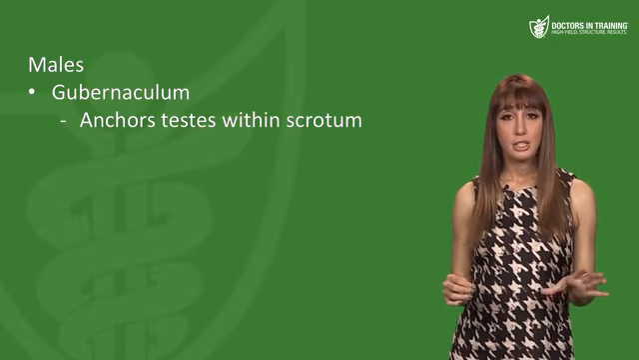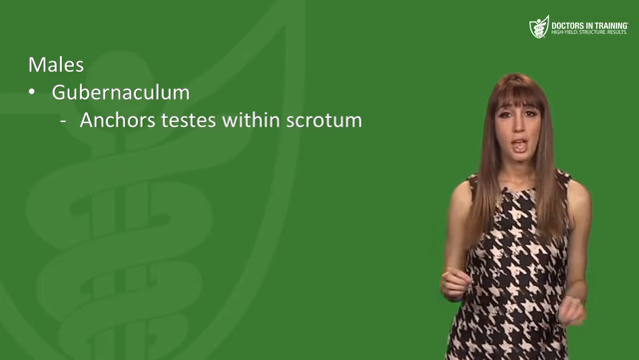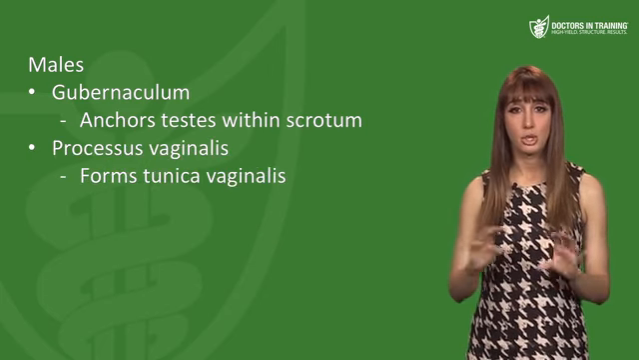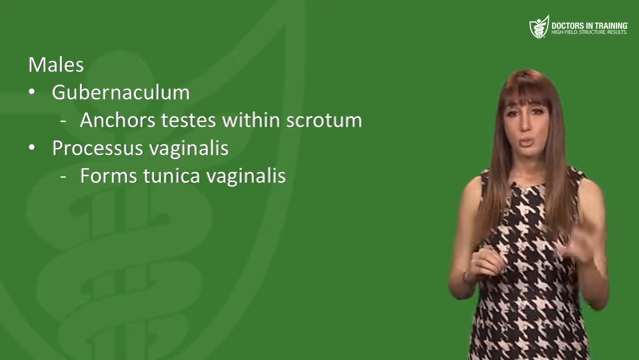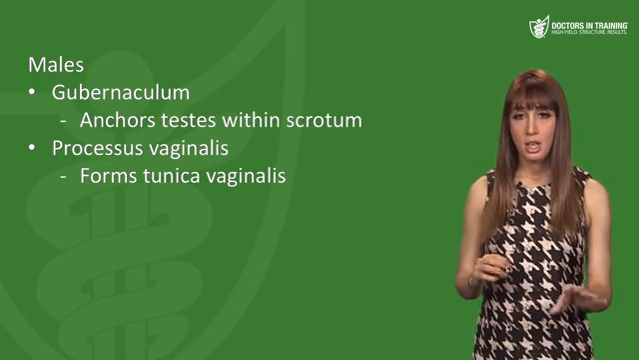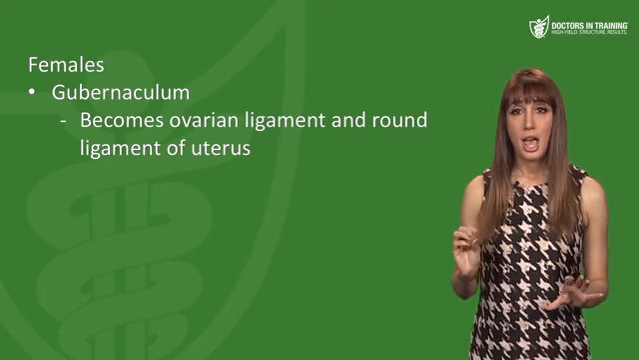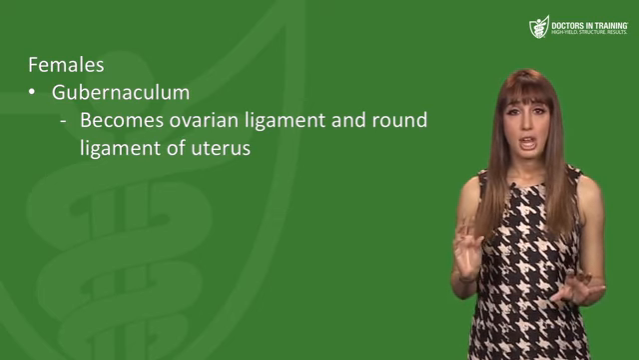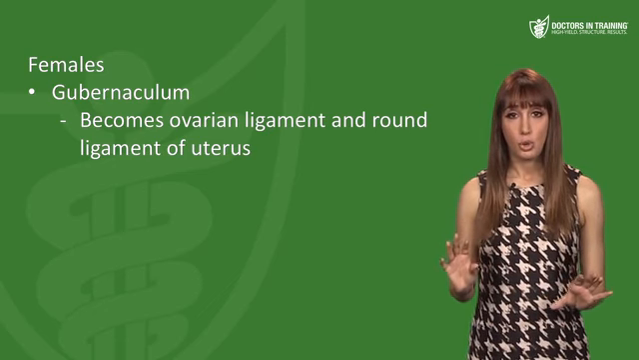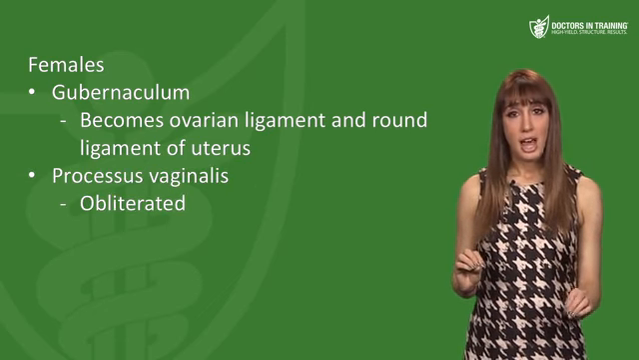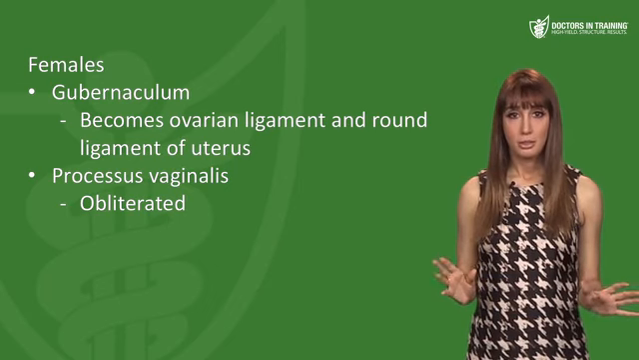The very last topic I want to cover deals with how the testes and ovaries descend. There are 2 structures to be familiar with, the gubernaculum and the processus vaginalis. In males, the gubernaculum is what anchors the testes within the scrotum, and the processus vaginalis forms the tunica vaginalis, which is one of the coverings of the testicle. In females, the gubernaculum becomes the ovarian ligament and the round ligament of the uterus, which anchors the uterus to the labia majora. The processus vaginalis is obliterated in females.